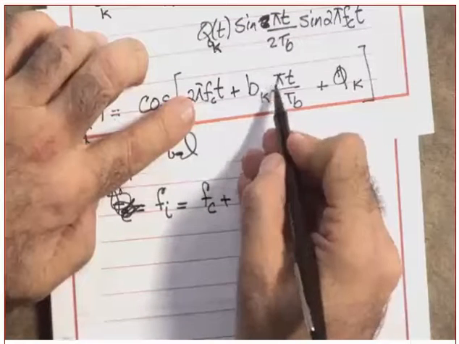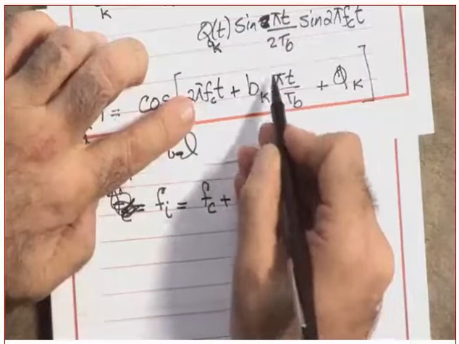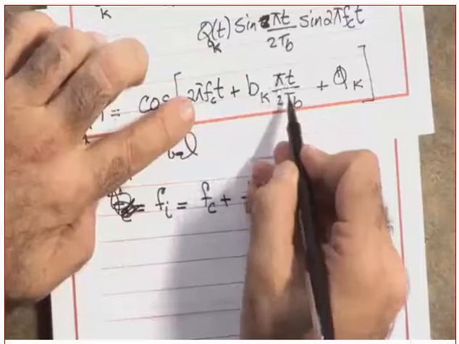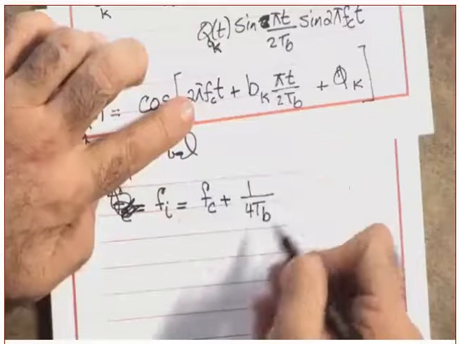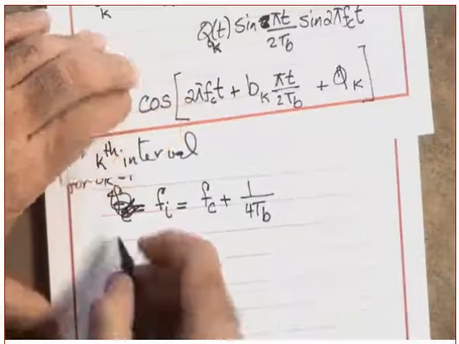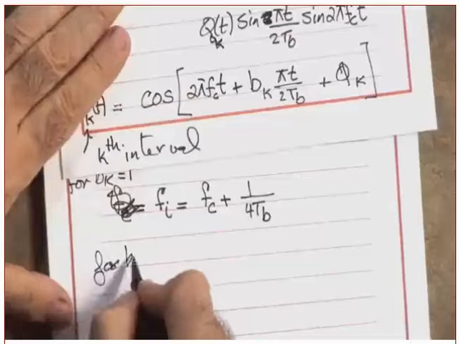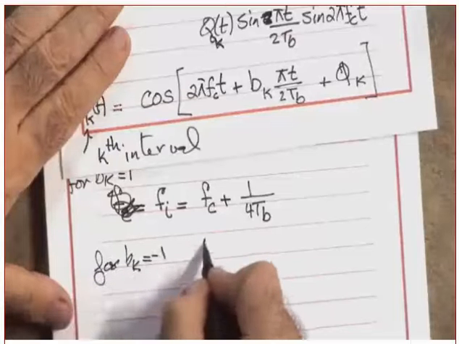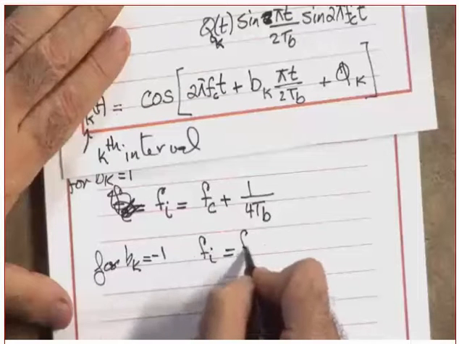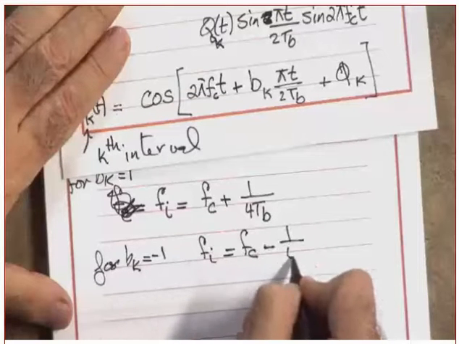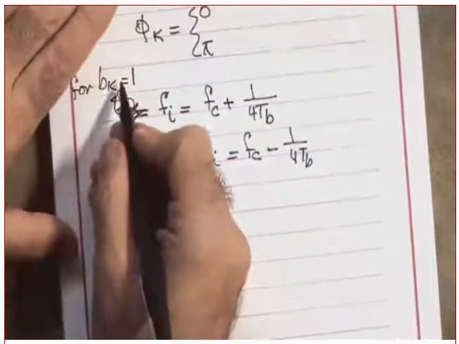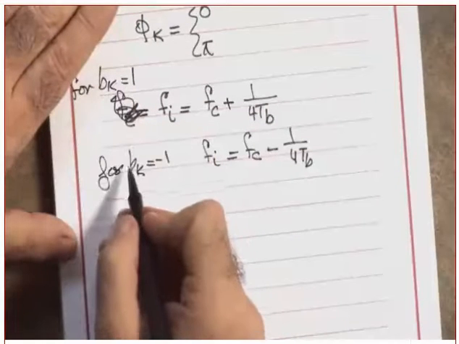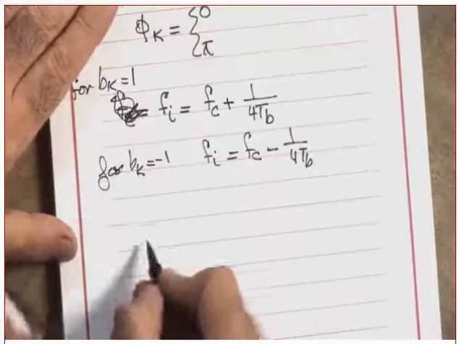I need here 2 pi and I need to multiply this by 2. So then the f will become, for b_k equal to 1, f_c plus 1 over 4T_b. Yes? And for b_k equal to minus 1, what is the frequency? f_c minus 1 over 4T_b. Yes? This is if they are of the same sign, this one is if they are of different sign.